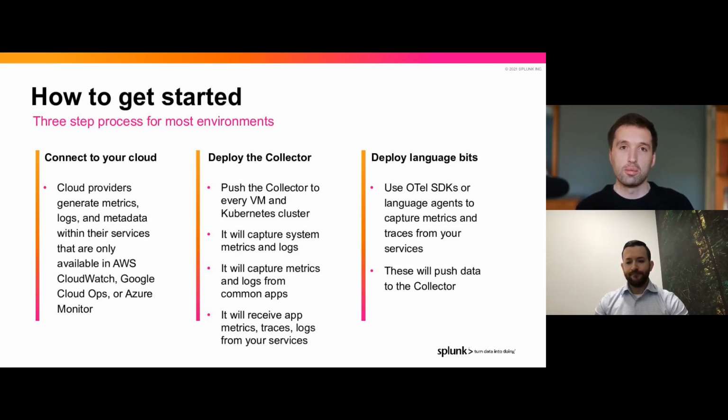Next is that you need to deploy the collector. You would typically, as I mentioned before, do this for every host or for every Kubernetes cluster to capture any relevant infrastructure metrics, any relevant logs from those compute resources, and also to receive any OpenTelemetry signals or signals from other software that the collector is compatible with. And so they can then send that to Observability Cloud for processing.